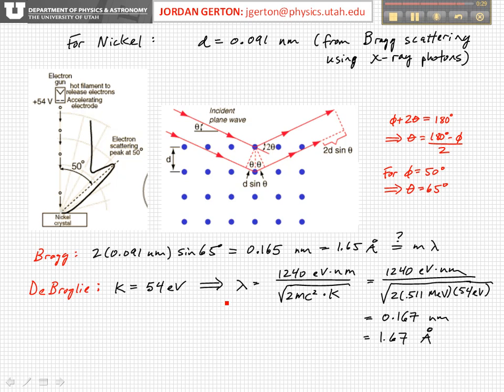Okay, and so if we use the modified de Broglie hypothesis that we wrote down a few slides ago, we have that the wavelength is equal to 1240 electron volts times nanometers divided by this quantity, and when we plug all that in, we get something which is 1.67 angstroms, which you can see is very, very close to what Davisson and Germer observed.